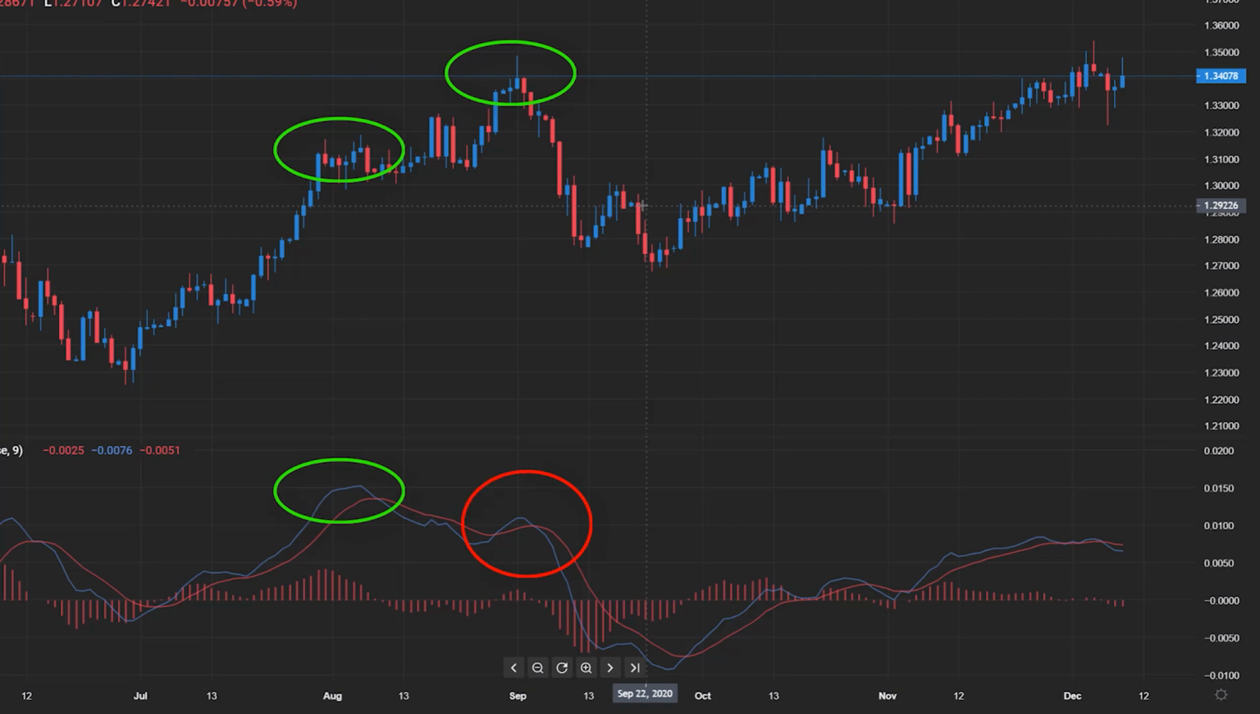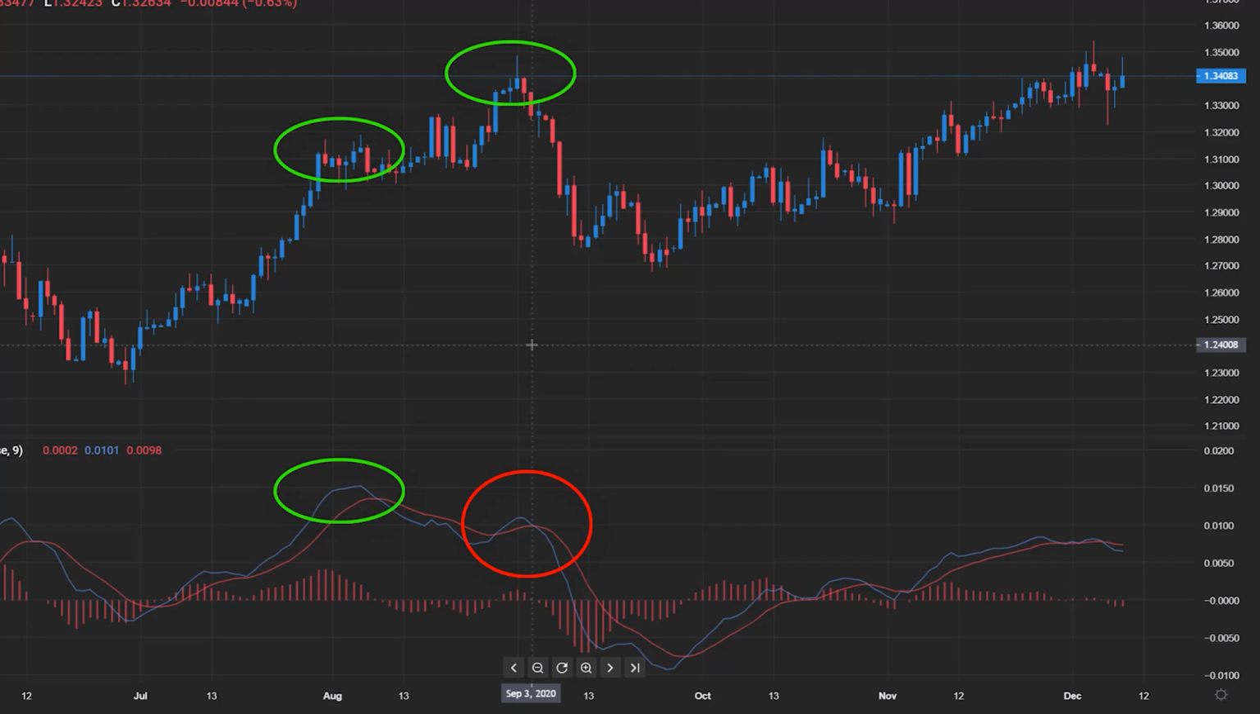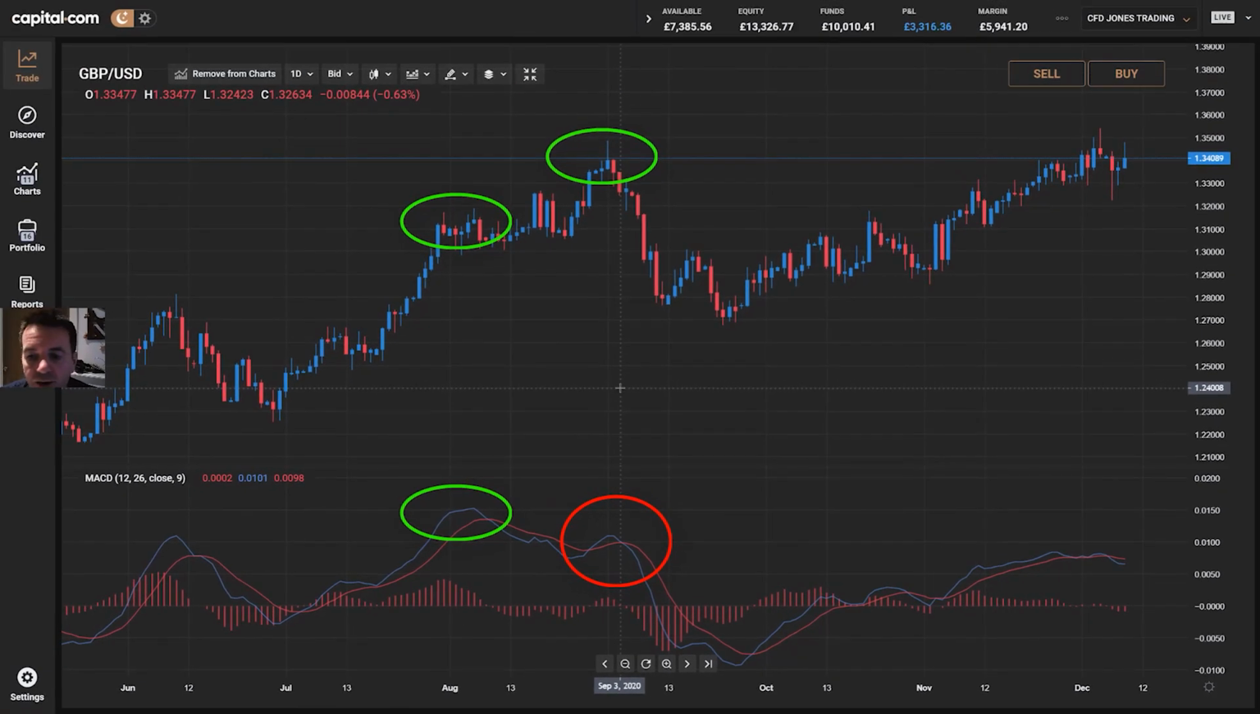So again, it could be a suggestion that even though the trend on the face of it looks okay, the MACD is saying that perhaps it is starting to falter. So again, I suppose if we took the sell signal here on the 3rd of September, with stops above that most recent extreme, it would have been a very profitable trade. So there's an example of bearish divergence using our MACD.